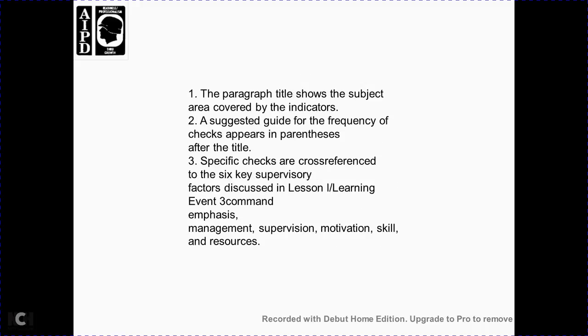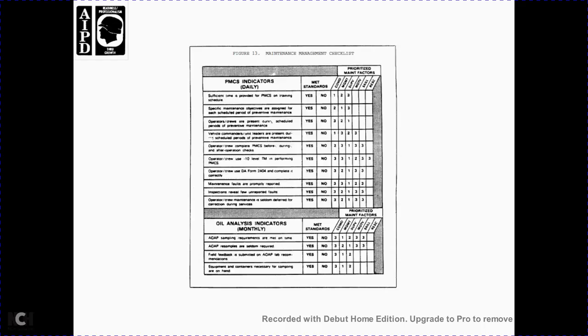The checklist is organized as follows. 1. The paragraph's title shows the subject, the area covered by an indicator. 2. The subject is the guidance for the frequency of check, appearing in parentheses of the title. 3. The specific check for the cross-reference. 4. Key supervisor factors discuss the learning event. 5. Commanding the emphasis on the management supervision, motivation, and skill resources.